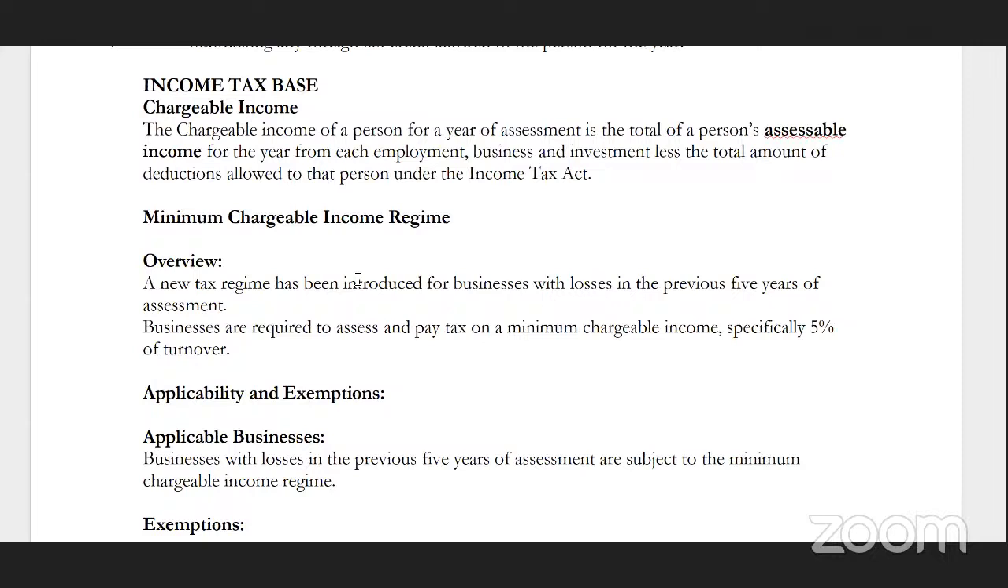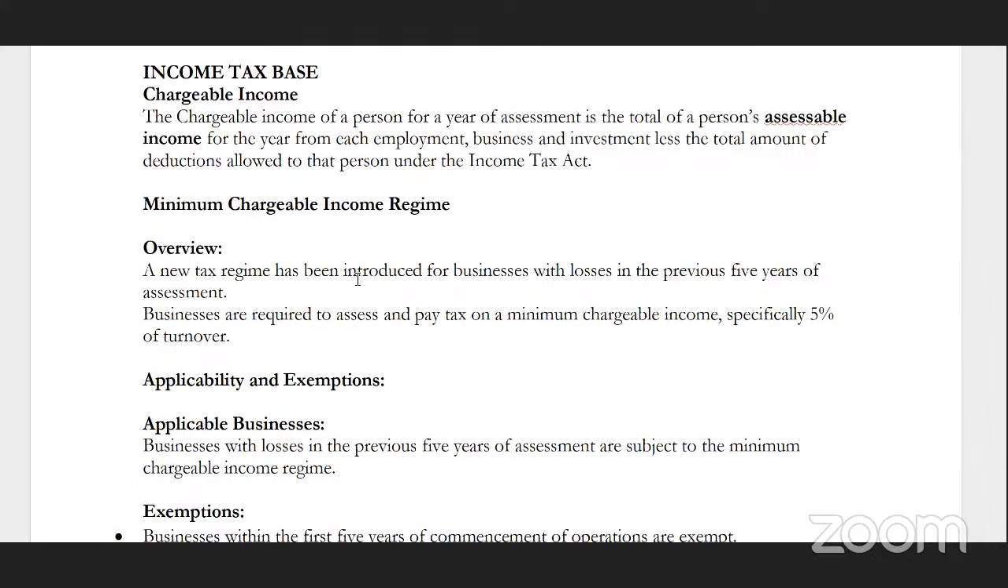Chargeable income of a person for a year of assessment is the total of a person's assessable income for the year from each employment, business and investment, less the total amount of deductions that are allowed to that person under this Income Tax Act. Okay, so we must understand what assessable income is. We take your assessable income, whether it's coming from employment, business, or investment, and then take any deductions that are allowed to you under the Act. I get it. And then what? Take it out. That gives you chargeable income. It means that you must get assessable income before you get chargeable income.